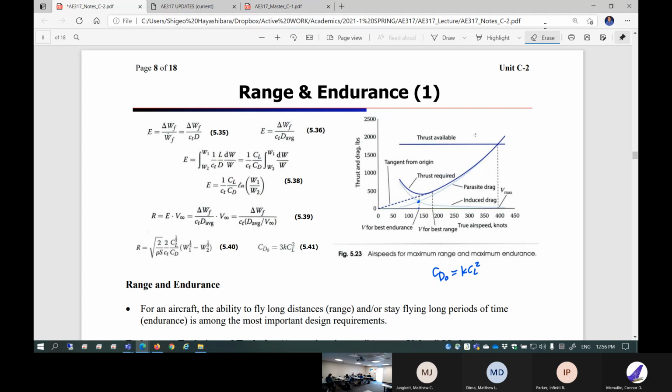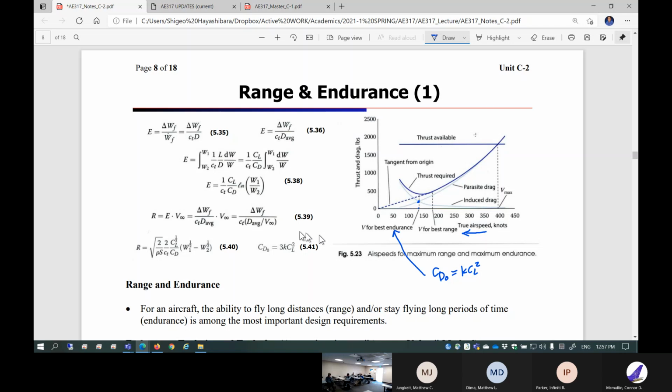Okay, so what is the minimum drag point? That's for best endurance. So if you choose to go for best endurance, you're going to simply choose the minimum drag point. Now, for best range, it's not it. It's actually faster than that. Do you know the condition for that? Well, we're going to find out.